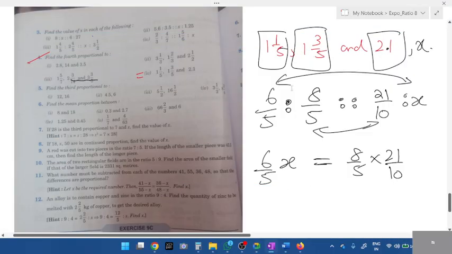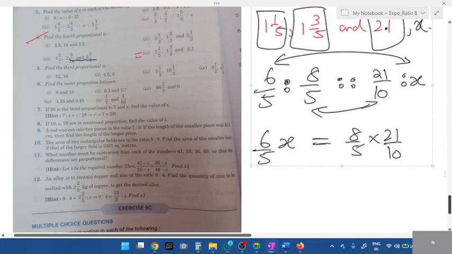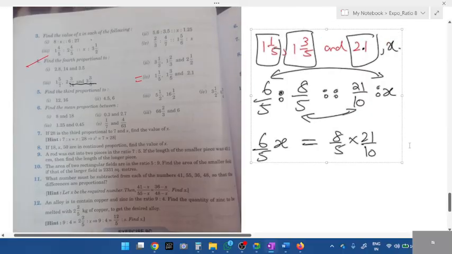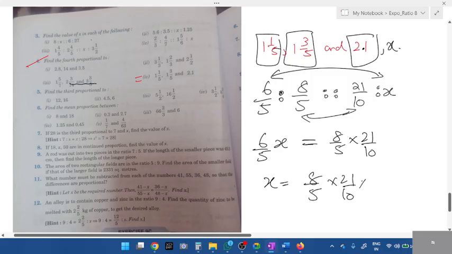Is it clear, students? Is it very difficult to solve? Such a simple question. I don't know why she's doing like this. 8 by 5 into 21 by 10. What happens to 6 by 5? That's it, we are done with the question. You can solve any question, students. It is very simple.